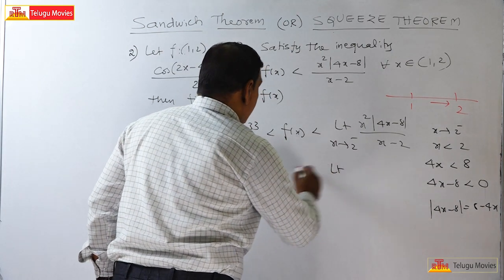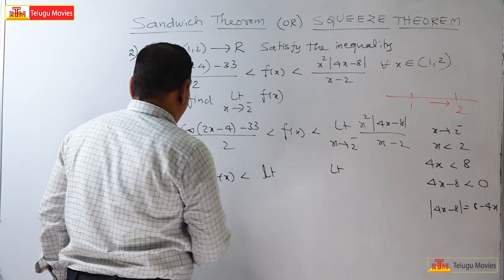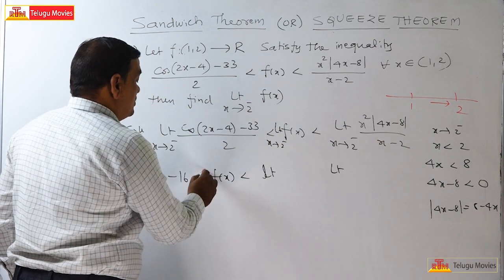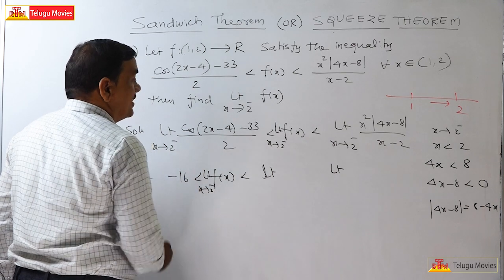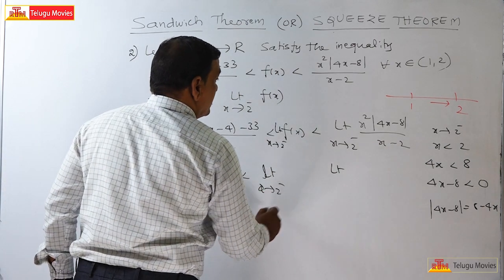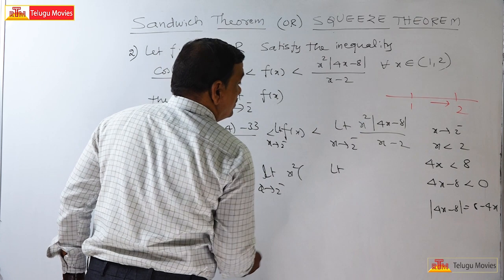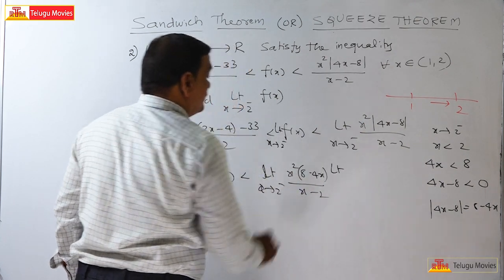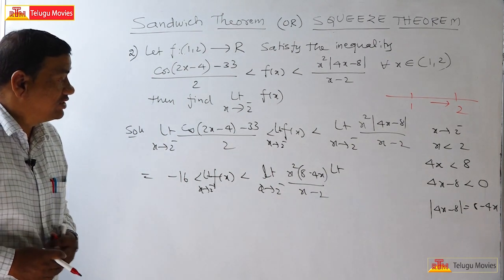So here it will take the form. Of course, here we apply limit x tends to 2 minus. So this is limit x tends to 2 minus. So here, one more step I am writing: limit x tends to 2 minus, x square into, so this is equal to 8 minus 4x by x minus 2.